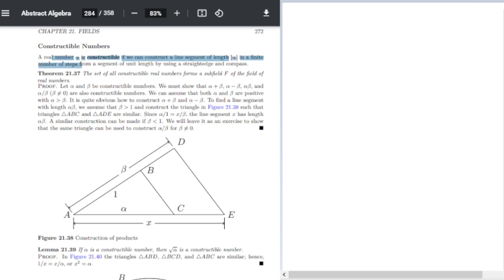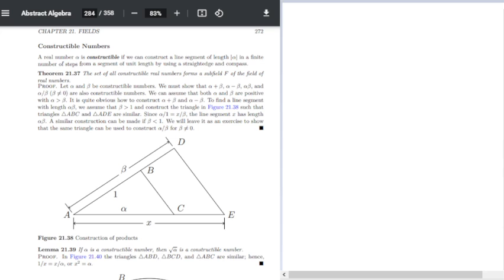A real number alpha is constructible if we can construct the line segment of length alpha in a finite number of steps from a segment of unit length by using a straightedge and compass. The set of all constructible real numbers forms a subfield F of the field of real numbers. This is just a subfield.